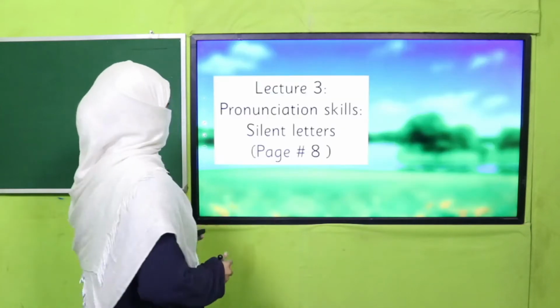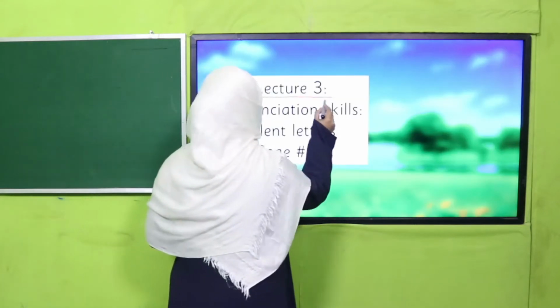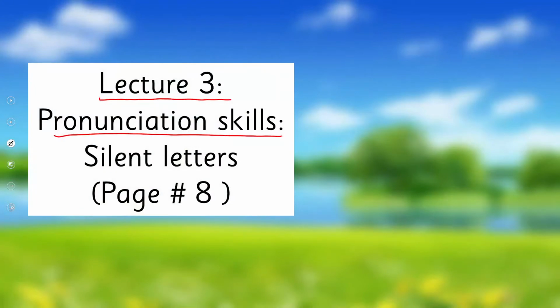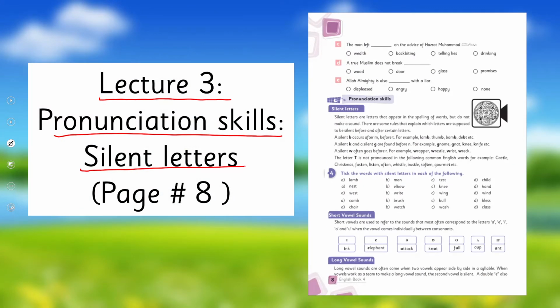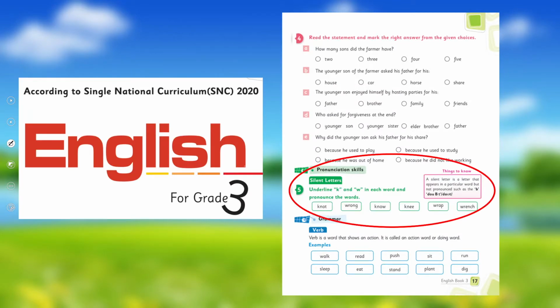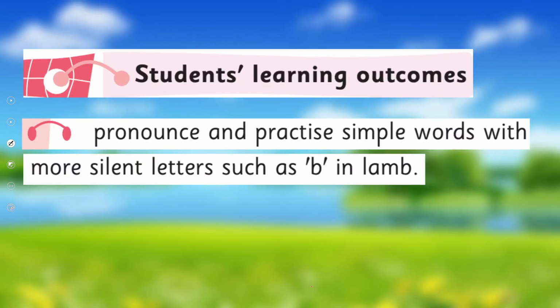Yes, my dear students, today's lecture 3 under the title of pronunciation skills, we are going to learn silent letters and we'll cover page number 8 of your book. Before this, in English for grade 3, I have taught you about silent letters. I hope you remember. If not, you may watch this video again. So today we'll learn further and we'll learn to pronounce and practice simple words with more silent letters such as B in lamb. This is our today's SLO.